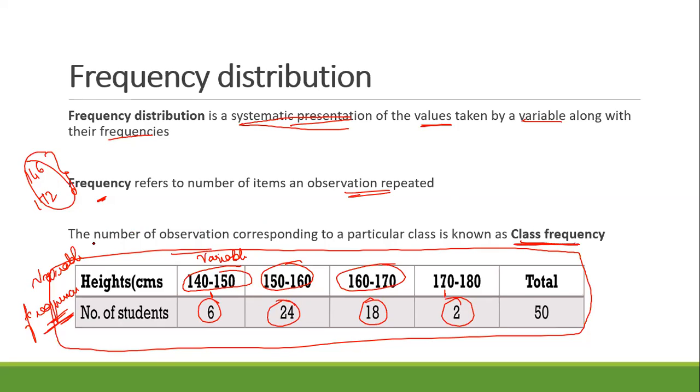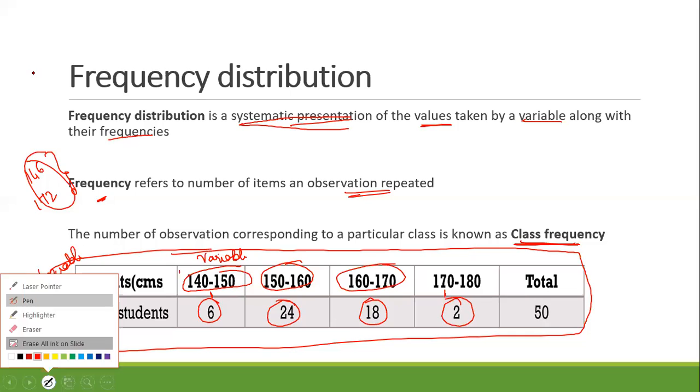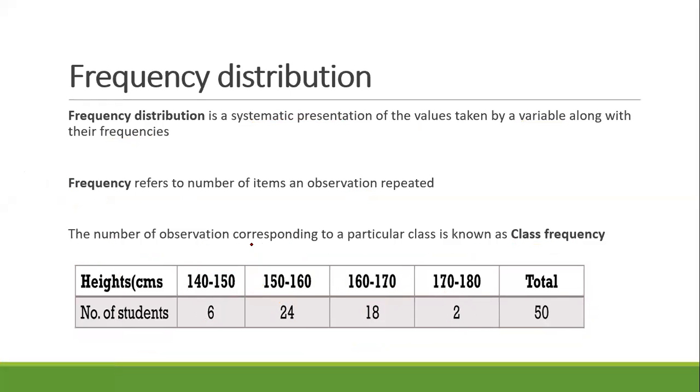So what is class frequency? The number of observations corresponding to a particular class. So you have 140 to 150, one class. Under our class, 6 is the frequency. Now this is the frequency of 140 to 150. So a particular variable along with its frequency is called class frequency. The number of observations corresponding to a particular class is called class frequency.